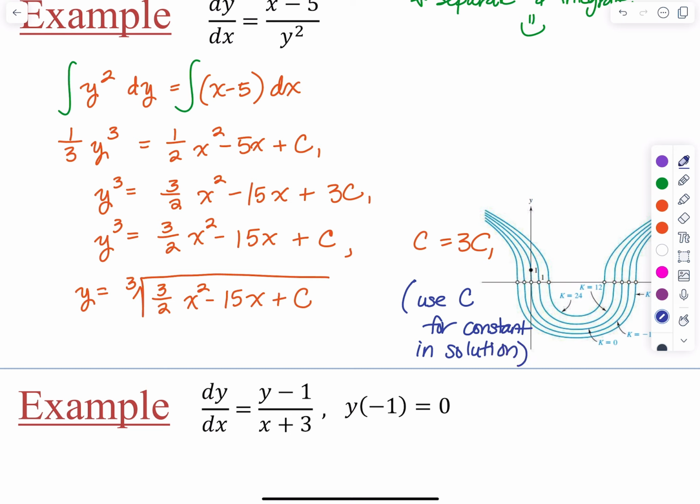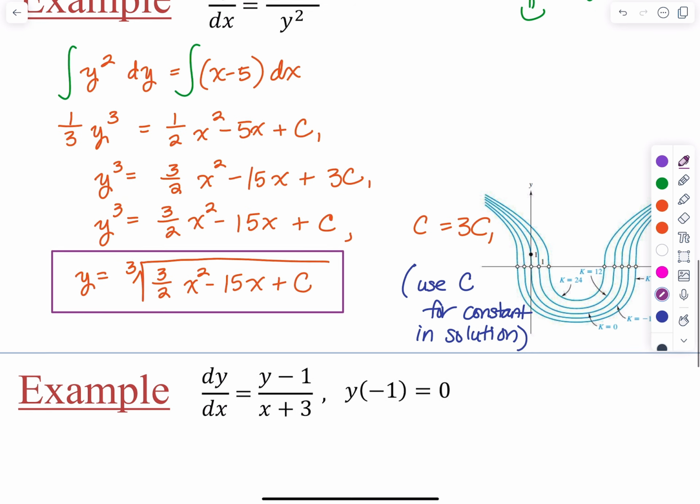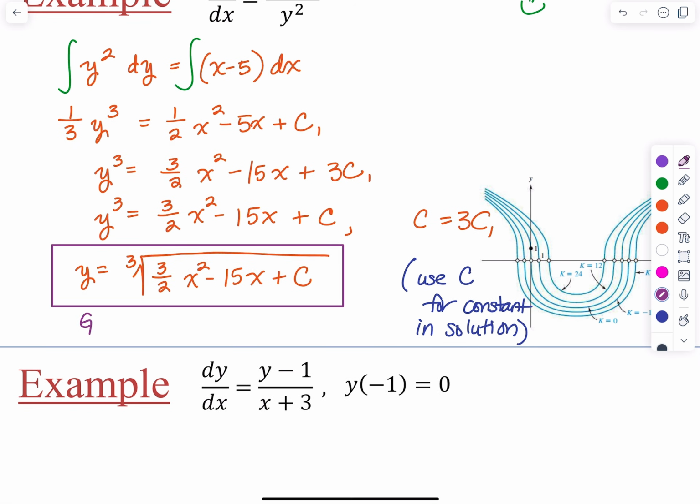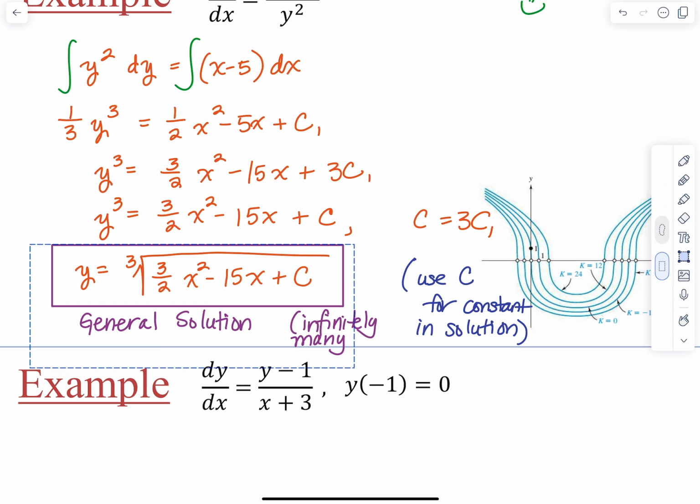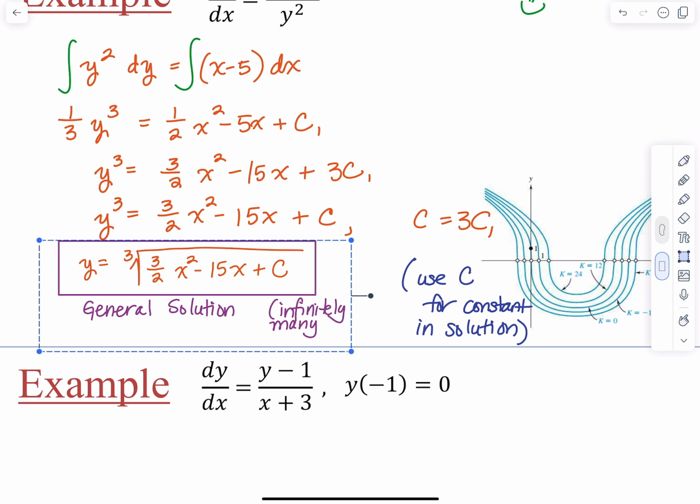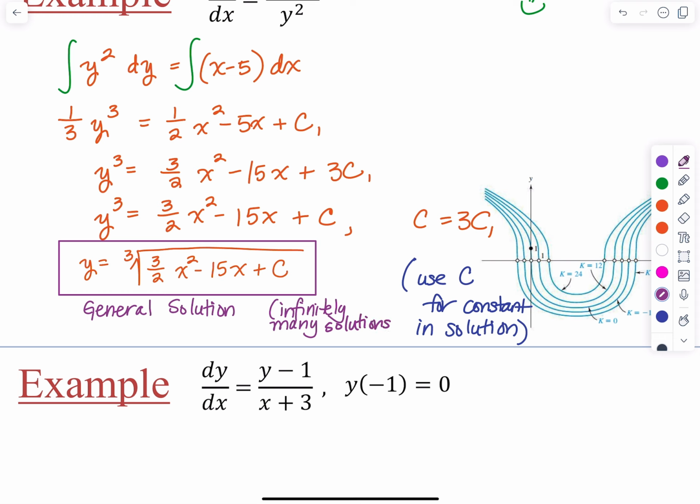Okay, so this is the general solution, and there are infinitely many solutions represented by this general solution, one for every value of c. Okay?